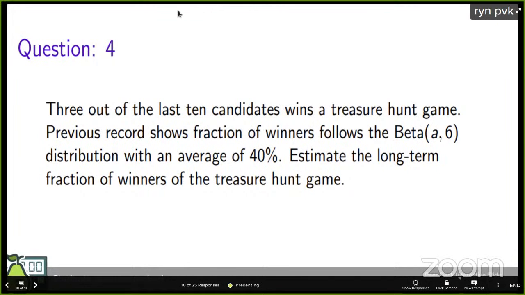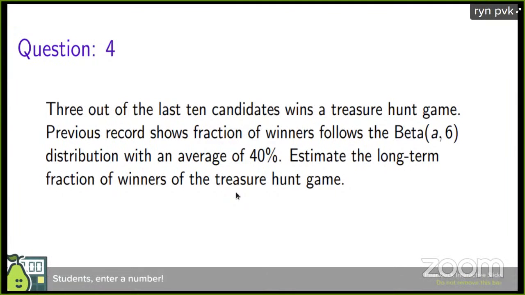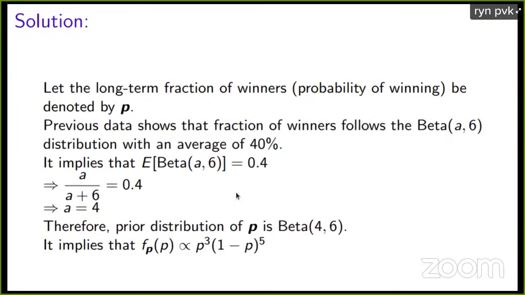Okay, so now we'll see the solution, right? I think a lot of people gave 0.35 as the answer, and I think it is correct. So let's go to the solution. Let the long-term fraction of winners be denoted by p. Here the fraction of winners is taken as the parameter, which is p.